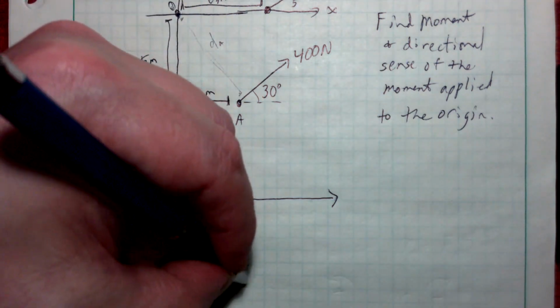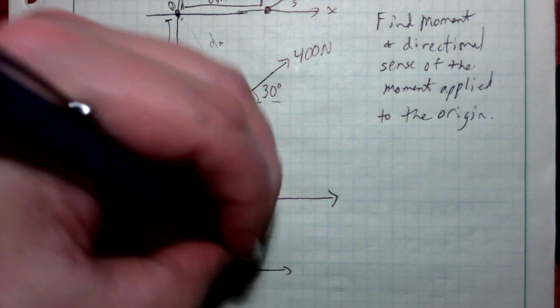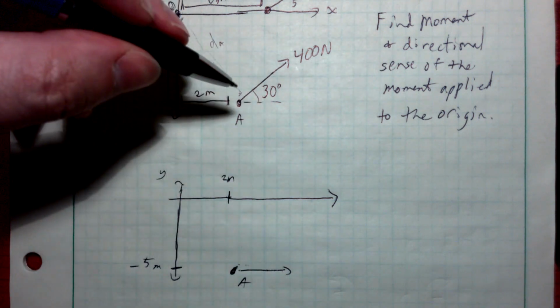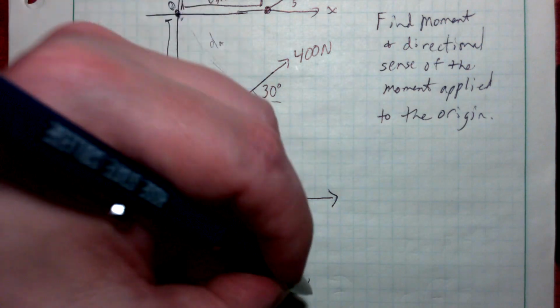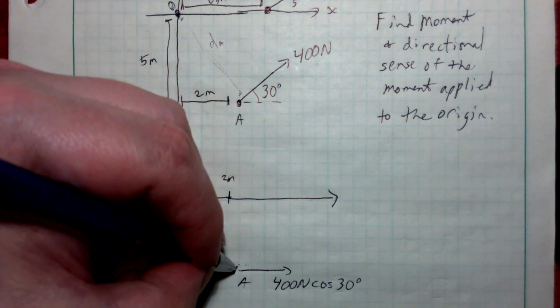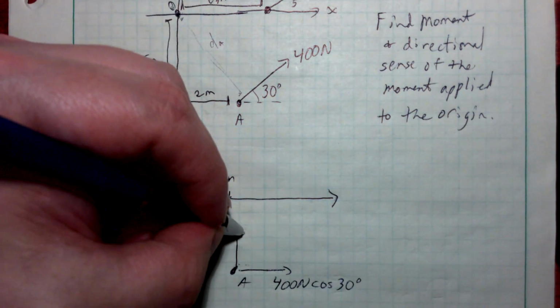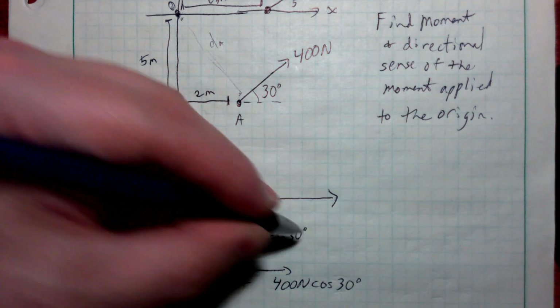That's point A. If I resolve this force, this is in the x direction. The x direction is adjacent to this 30 degrees. This is 400 newtons times the cosine of 30 degrees. That's the x component of that force. The y component is 400 newtons times the sine of 30 degrees.